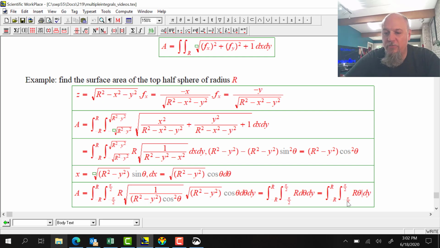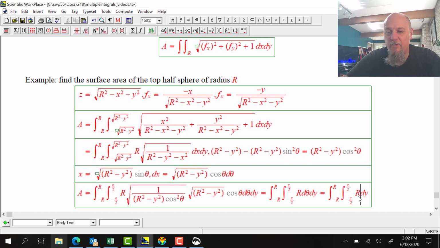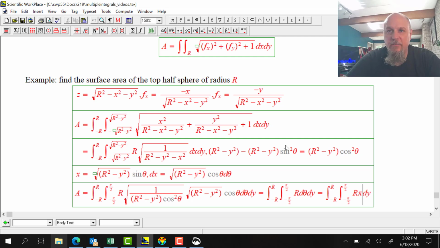And I still have to sub in the top minus sub in the bottom. But that'll be r pi over 2 minus r minus pi over 2. Minus a minus is a plus. So this whole thing simplifies to just be r pi. Pi over 2 minus a minus pi over 2.